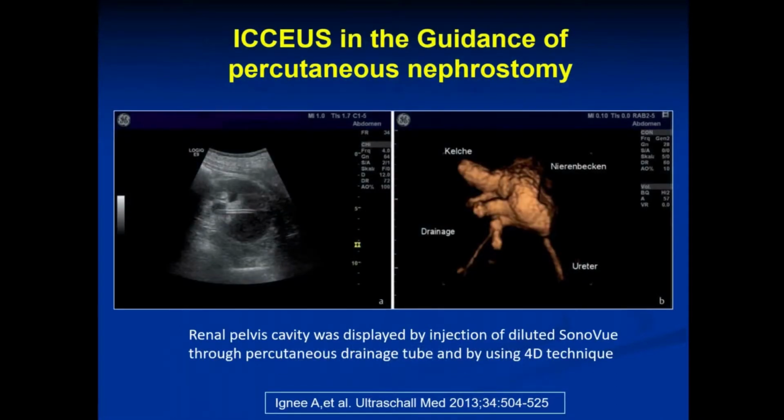These films are quoted from Dr. Egli A.'s article published in Ultraschall in der Medizin. We can see that the renal pelvic cavity was displayed by injection of diluted contrast agent through percutaneous drainage. Here is the drainage tube displayed by using 4D technique, that is real-time 3D.